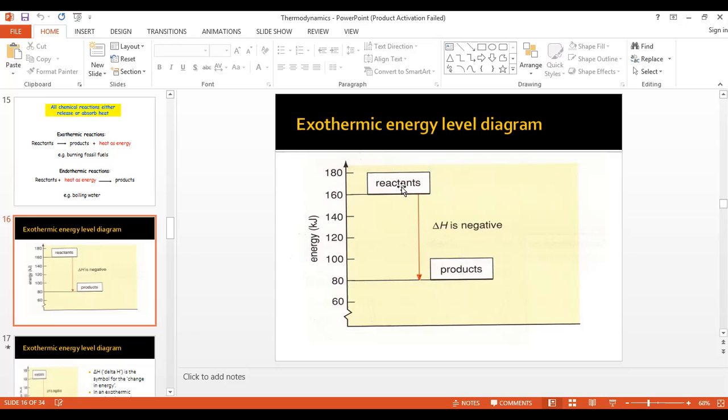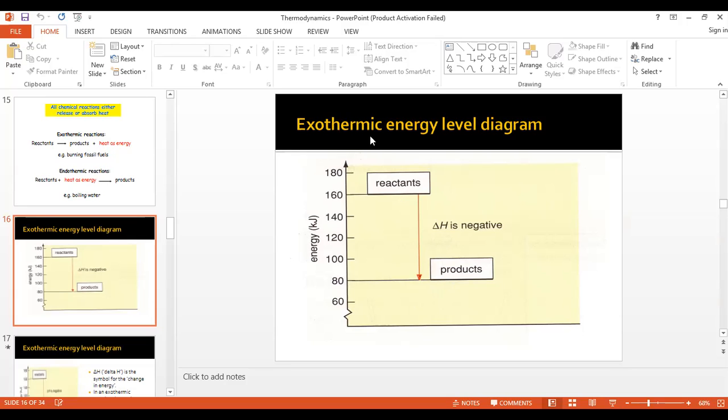Okay. If the reactant is on the top and the product is down, you can see where the arrow is. Is the arrow going up or coming down? So this arrow is going down. So this diagram is for an exothermic reaction. Understand how to find out whether it is exo or endo?